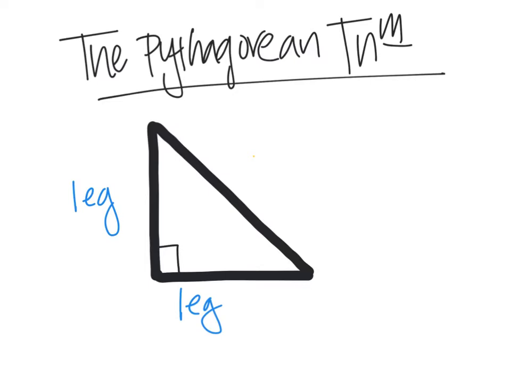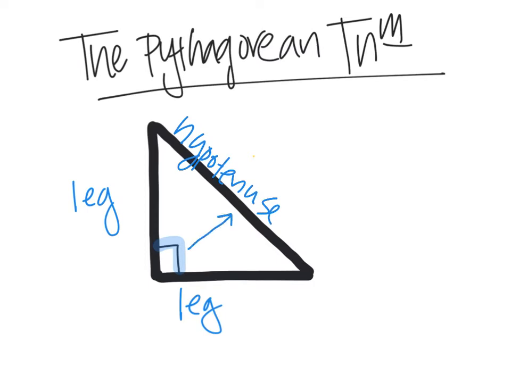So here is a right triangle. I know it's a right triangle because of this little ditty right here. In the side, it has a right angle. So these are both legs. They are the two short parts of the right triangle. This other guy over here is called the hypotenuse. So I'm going to label him hypotenuse. I know he's the hypotenuse because he's across from the right angle.